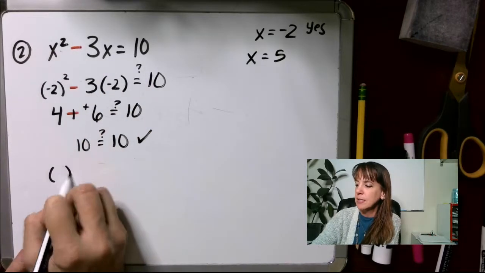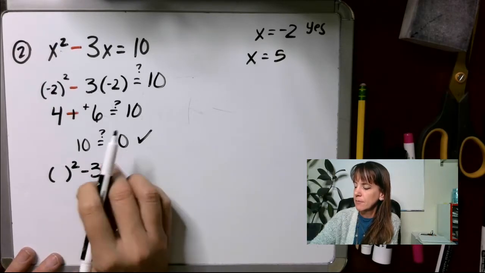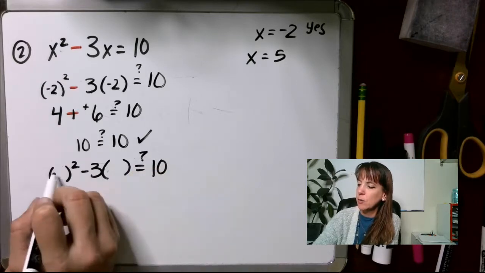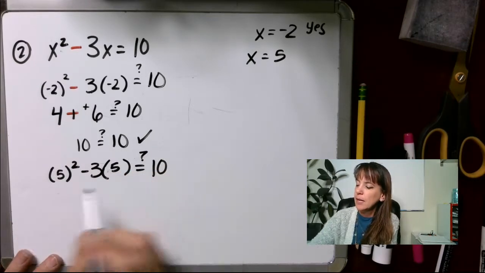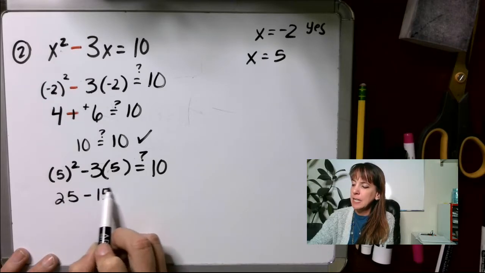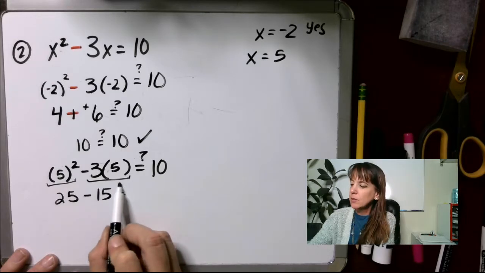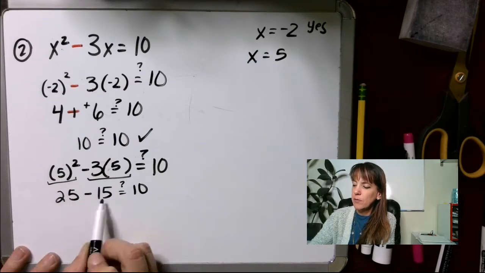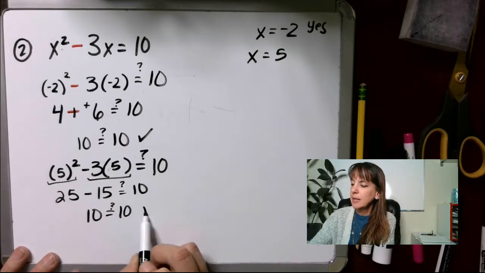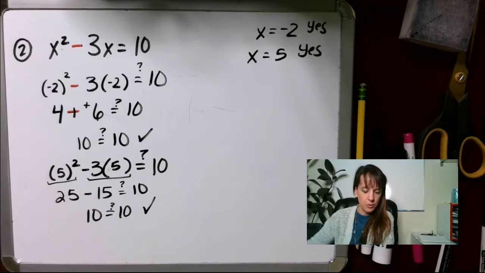So in the meantime, we're going to repeat this, but with our parentheses, because this time we have to do it for 5. Does that equal 10? So we're going to plug in 5. All right, we get 25 minus 15, because I did this and then these, right? Does that equal 10? Well, 25 minus 15 is 10. Does 10 equal 10? Yes, it does. So that is also a solution.